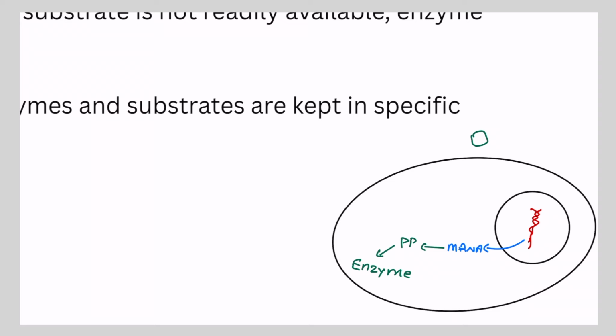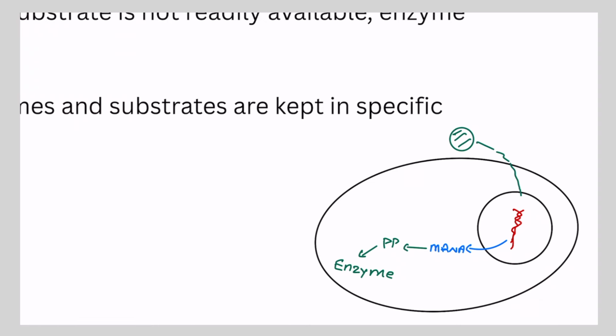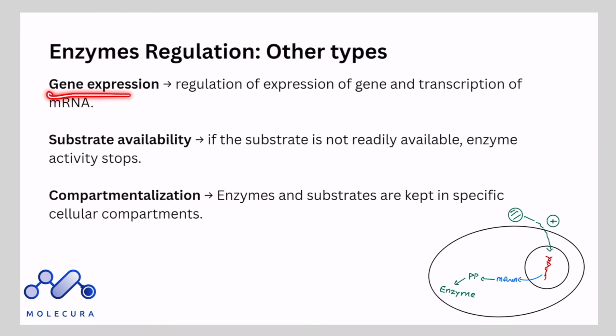So sometimes what happens is that we need a lot of this enzyme. And there are molecules or hormones that are going to come and they are going to tell this DNA that we need you to activate these genes. We need more transcription of this mRNA to happen because we need more translation of this mRNA into polypeptide and we're going to need more of these enzymes. So this is how gene expression is going to work on regulating enzyme activities.